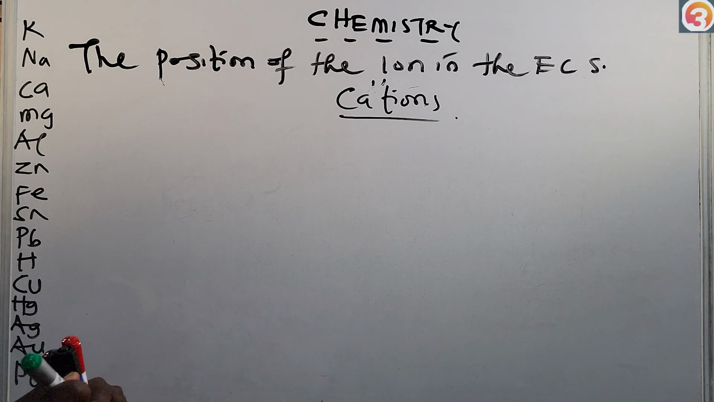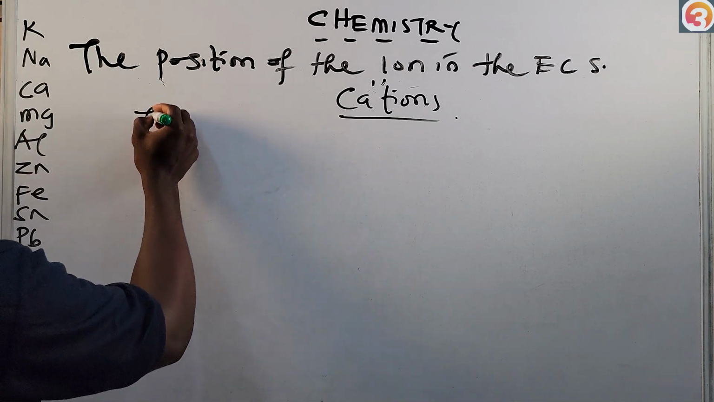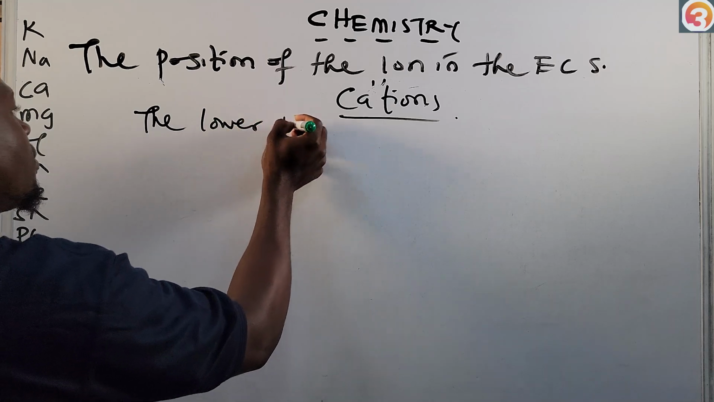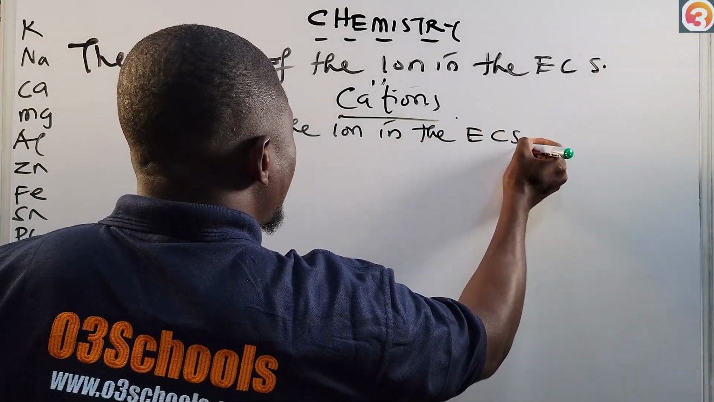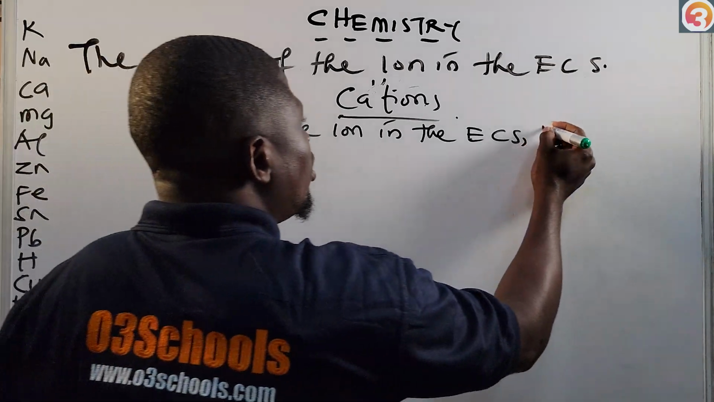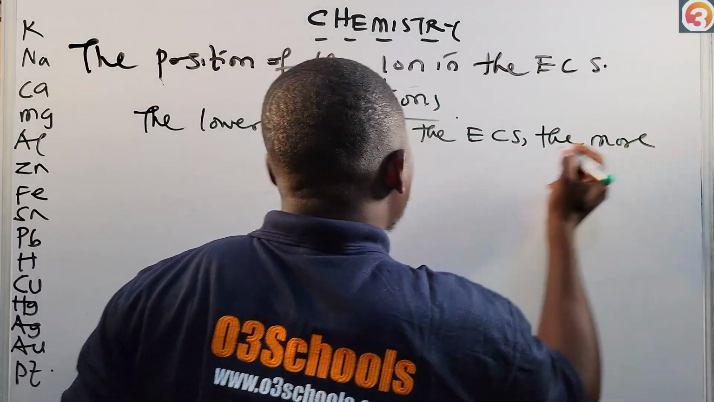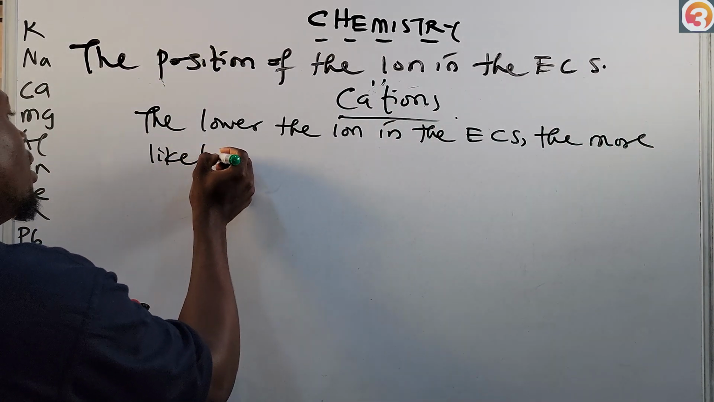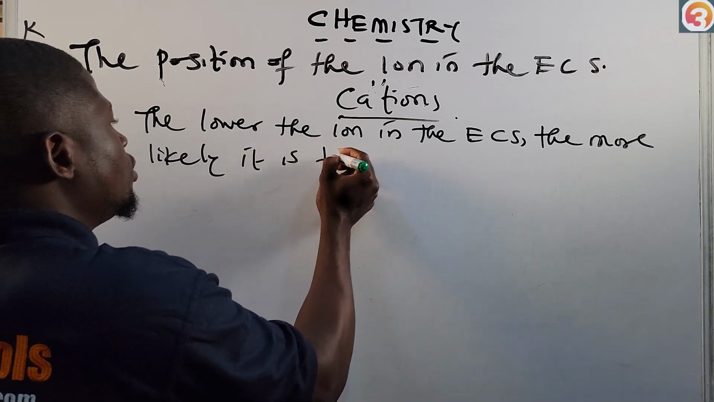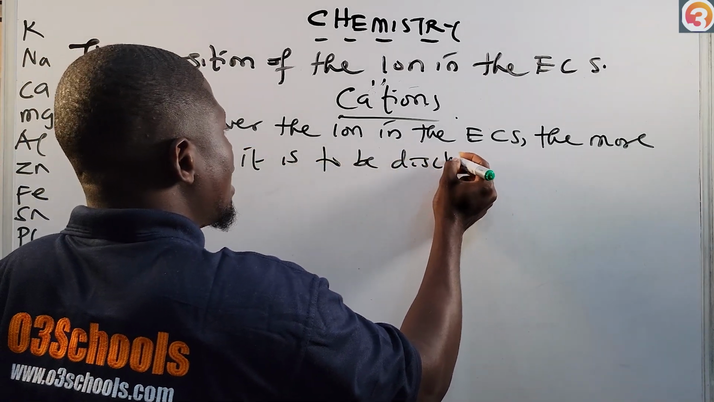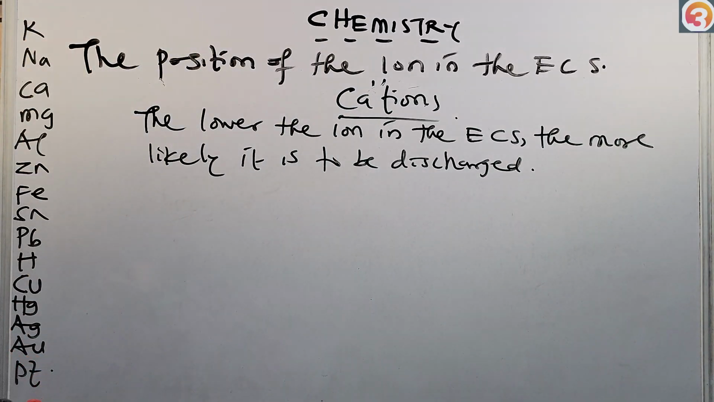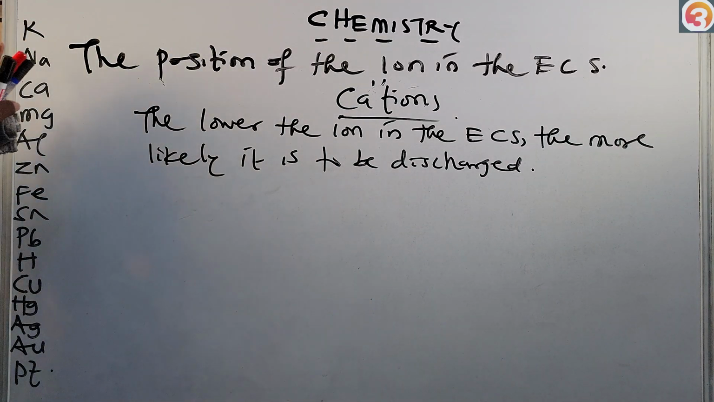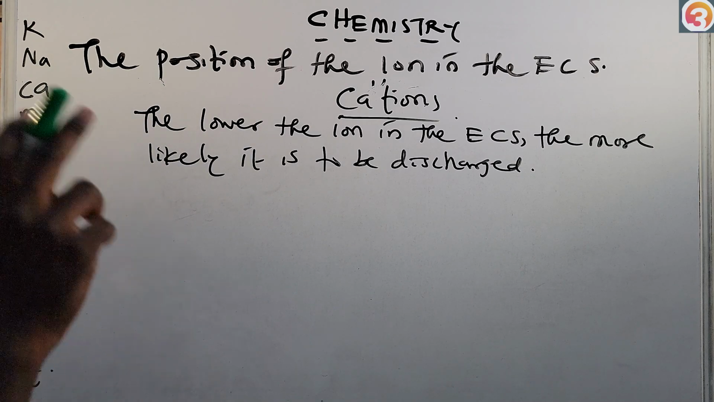Now, we are saying that for the cations, the lower the ion in the electrochemical series, the lower the ion in the ECS for the cations, the more likely it is to be discharged. So from this electrochemical series, it is obvious that potassium is the most reactive. It is the most electropositive among all of them.